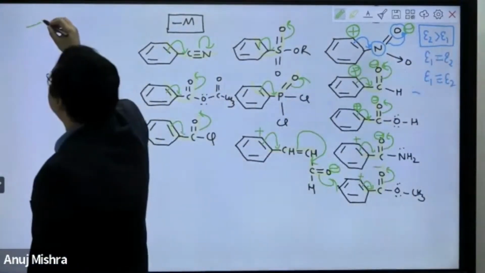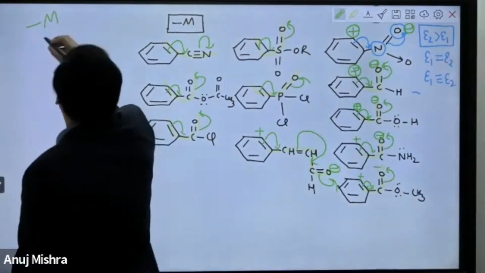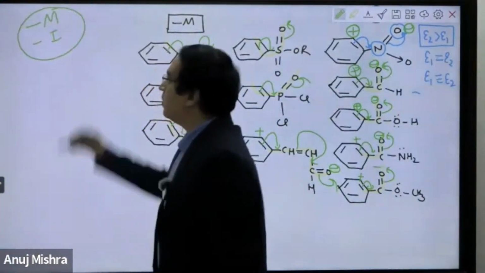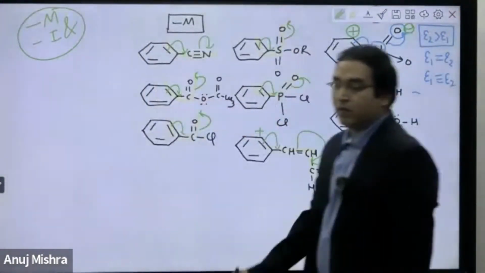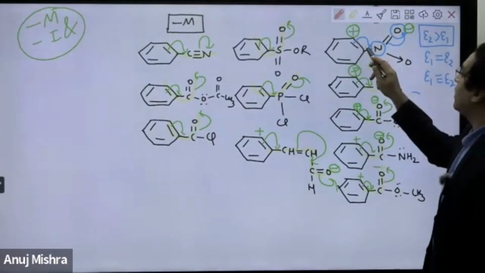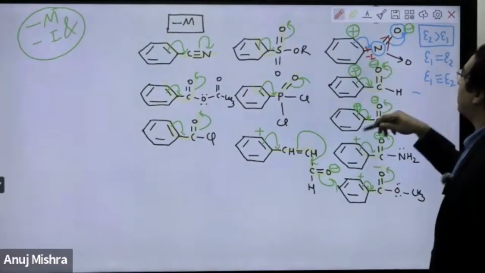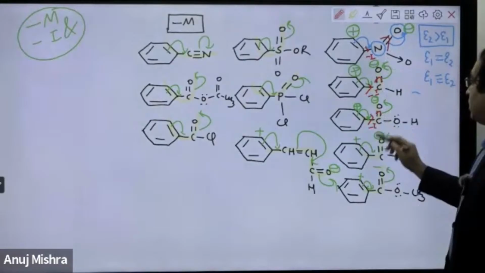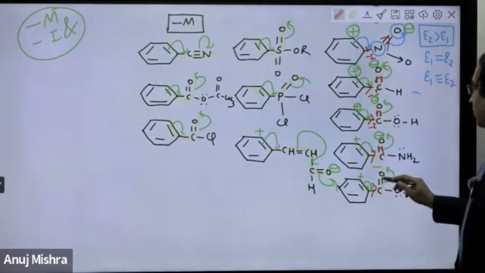Now I'm again asking the same question. Minus M and minus I group. Tell me if you have both. Minus M and minus I group. It is in this one. Is it minus I? How will you decide is it minus I? It will pull. This will pull. This will pull. Pull, pull.